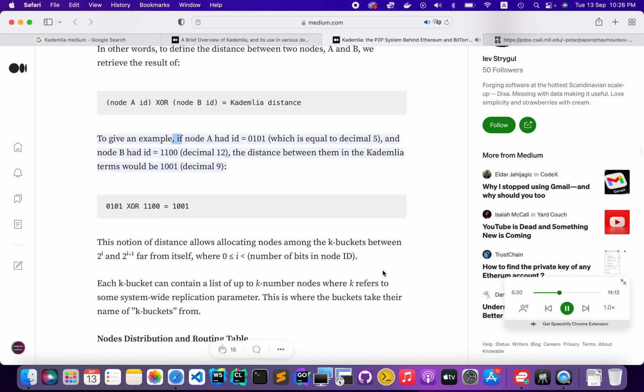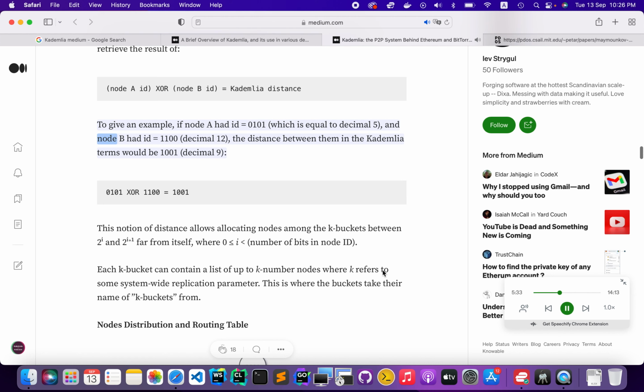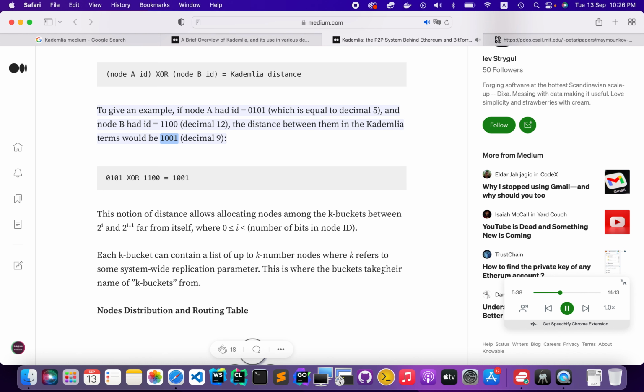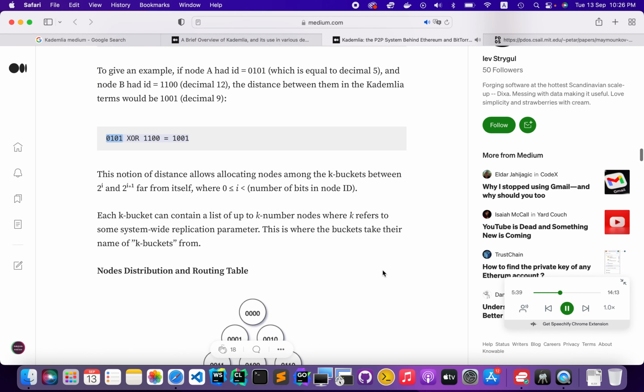To give an example, if node A had ID equals 0101, which is equal to decimal 5, and node B had ID equals 1100, decimal 12, the distance between them in the Kademlia terms would be 1001, decimal 9. 0101 XOR 1100 equals 1001.